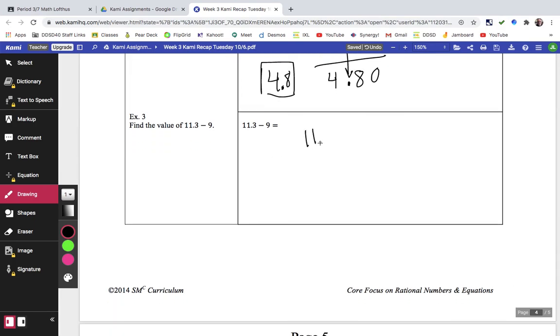11.3, here's another major point in the notes today, is we don't have a decimal at all for 9. We don't know where we are going to put it. It seems to be floating around. Well, 9 is the same as 9 and nothing. So that's really what that is, 9.0. So we're going to put the 9 right there, 0.0, and subtract. 3 minus 0 is 3. 11 minus 9 is 2, 2.3.